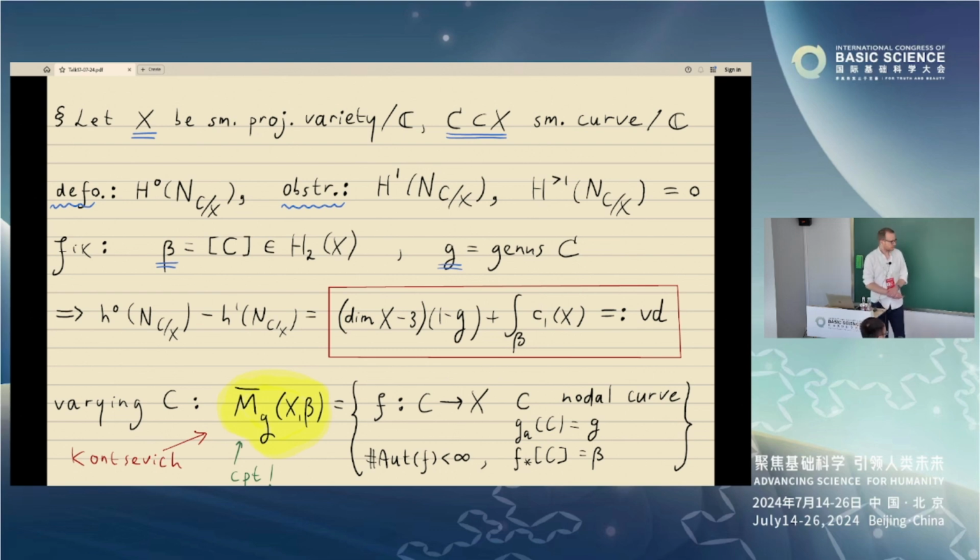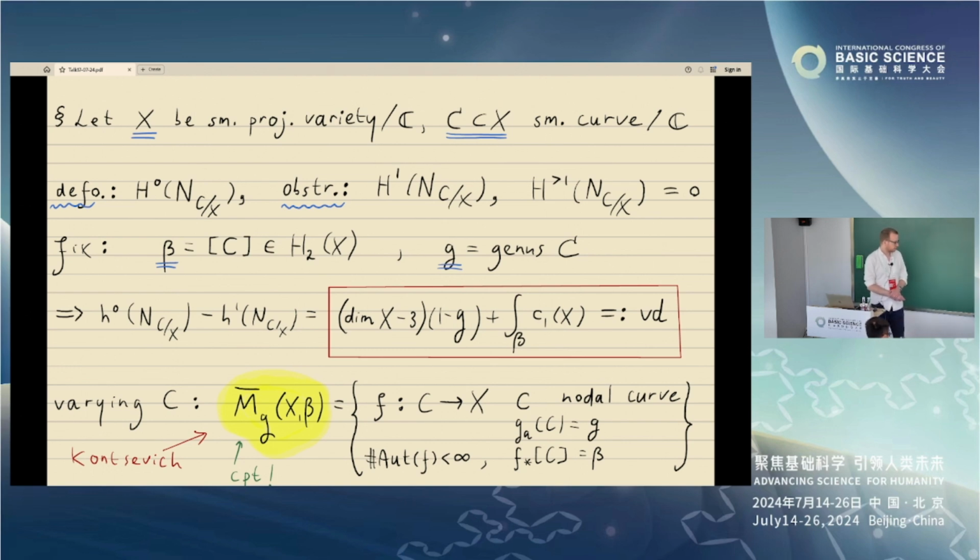So next, we'd like to vary the curve C over the space X. So more precisely, we look at the Kontsevich moduli space of stable maps. So these are morphisms from a nodal curve C to X. So we now allow the curve to become mildly singular, where the curve needs to have arithmetic genus g and fixed homology class beta. And we put a stability condition, namely the number of automorphisms of the map is finite.